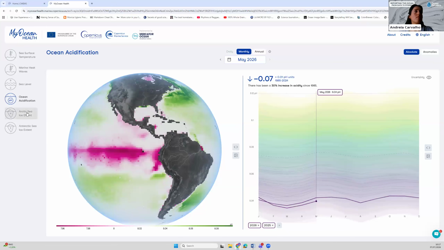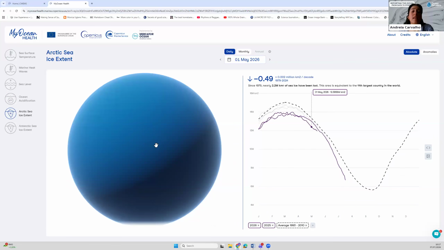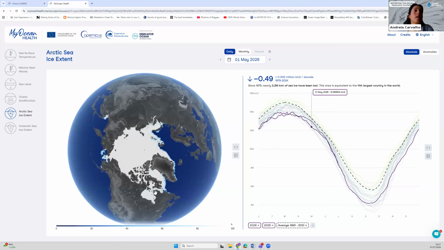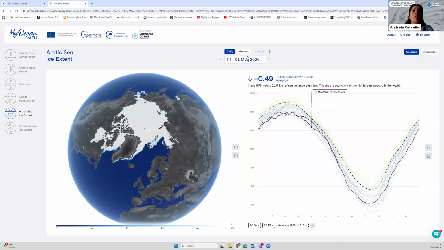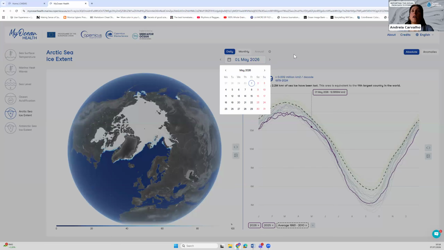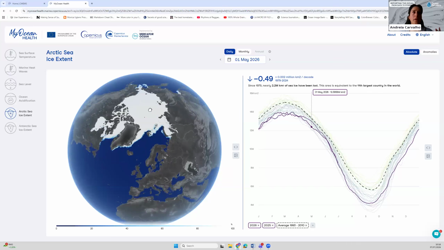And so you can explore all the different variables. Here we have Arctic sea ice extent, so the sea ice cover in the Arctic and the Antarctic. You can see all the cover for each day, for each month, and not all the variables have daily, monthly, and annual data. So it will vary a bit from variable to variable, but these are still nonetheless very important and useful, and timely, information that you can use in your reporting.